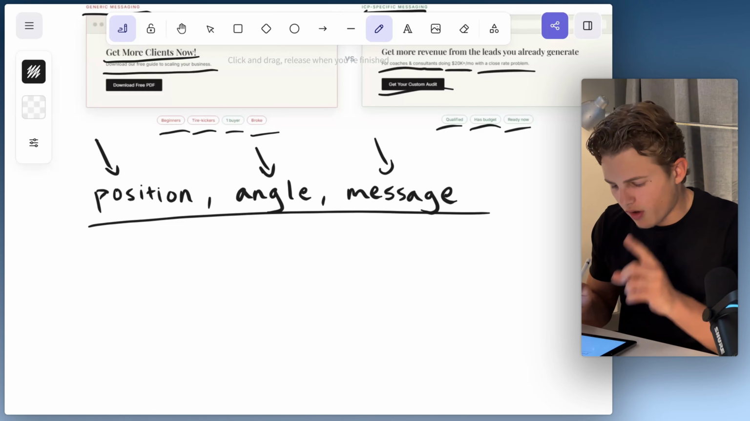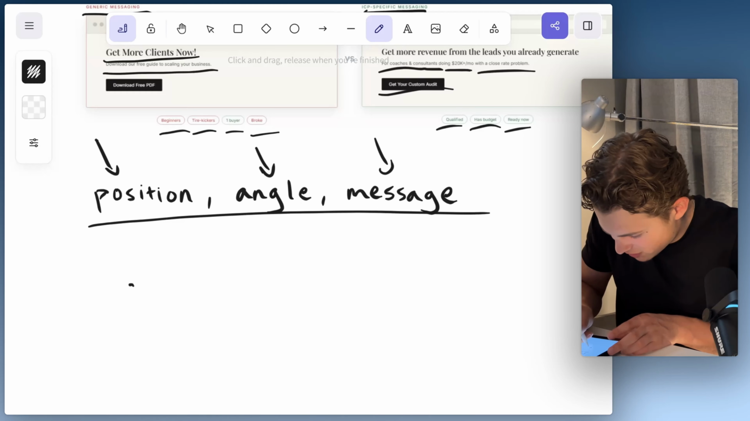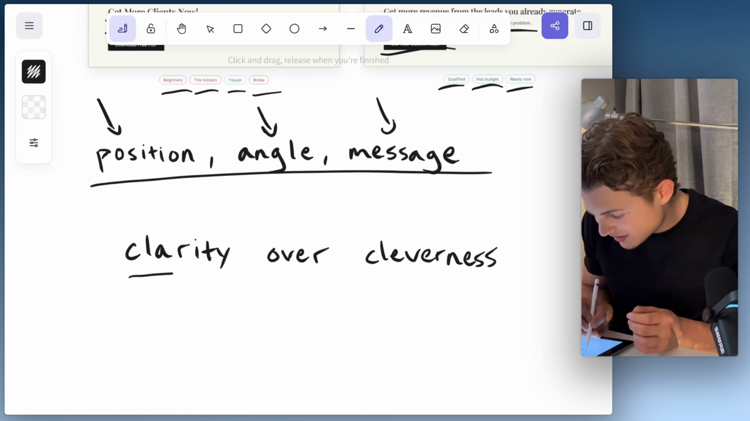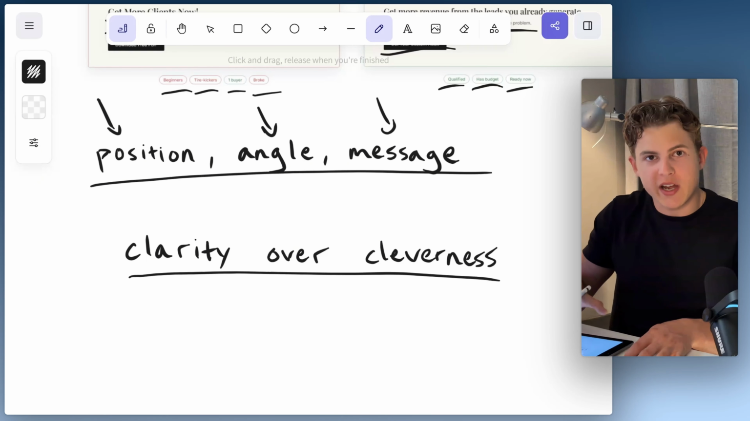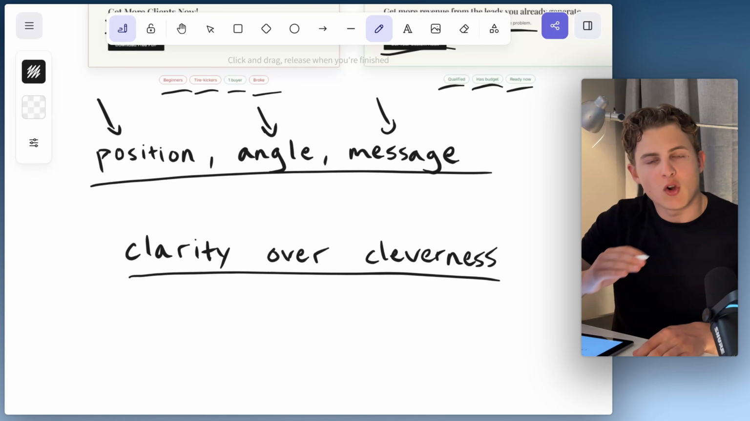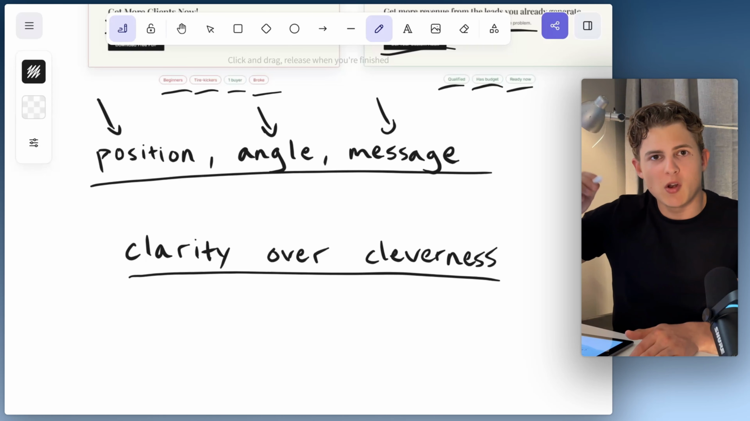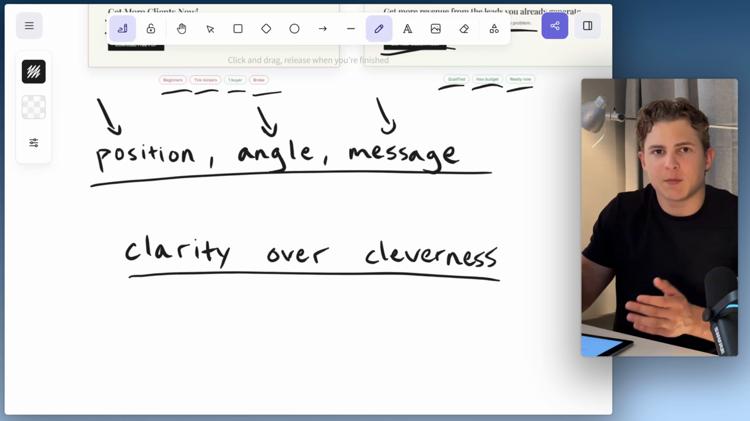And then one more very important thing is clarity over cleverness. It needs to be stupid simple. It needs to be stupid clear what they are getting and what you are providing. If you make it confusing, if you make them think, they will never opt in. You won't get any leads. They will just keep scrolling on Instagram or Facebook, wherever they saw you.